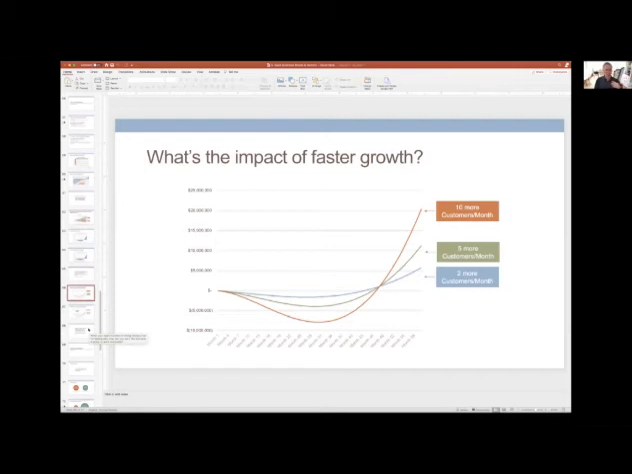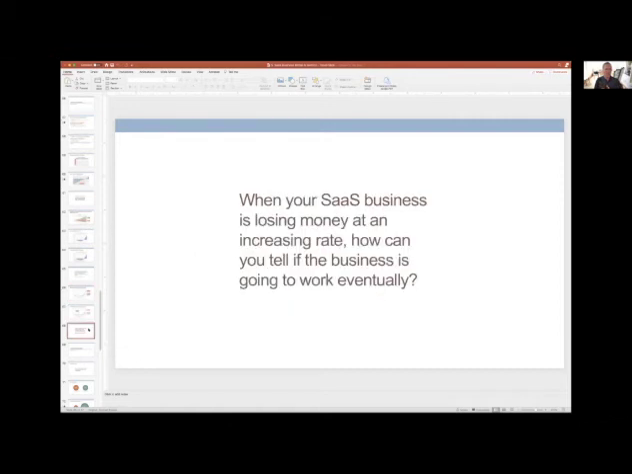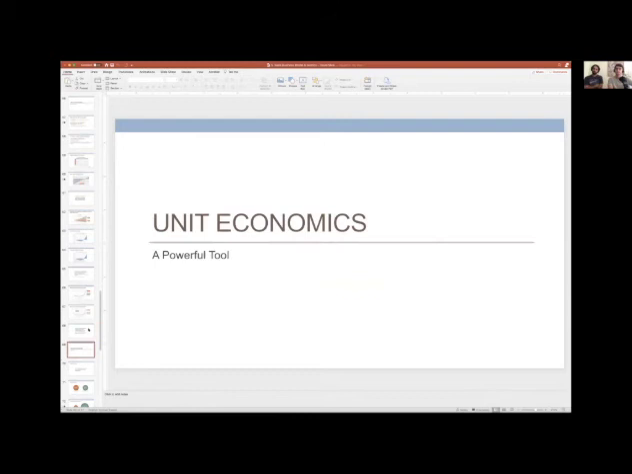But this generates an interesting problem for us, though, which is what would you do if you are presented as an investor with a business that's losing money? How are you going to know if this particular business will be eventually profitable as opposed to it could be a bad SaaS business? And so to understand that, you actually have to look at what we call unit economics.